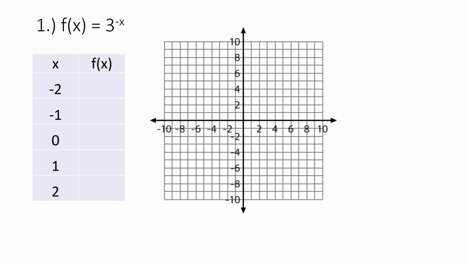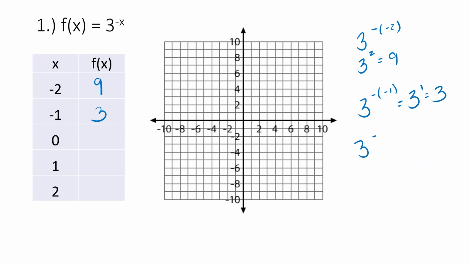So 3 to the negative 2. That would be 3 to the positive 2, or 3 squared, which is 9. 3 to the negative 1 is 3 to the first power, or simply 3. 3 to the negative 0 is just 3 to the 0, or 1. 3 to the negative first power is 1/3, which is 0.33 repeating, and of course we're estimating that anyway, so that should be good.